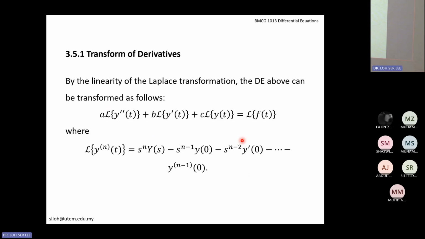This is the formula for the Laplace transform of the derivative. If you look at this one, the n in the bracket means the order of the derivative. If we have y double prime, it means n is 2. If y prime, that means n is 1. So when you Laplace this derivative, this is the formula. The formula is given, but you have to know how to come up with the function. So for n, we will start from s to the power n.